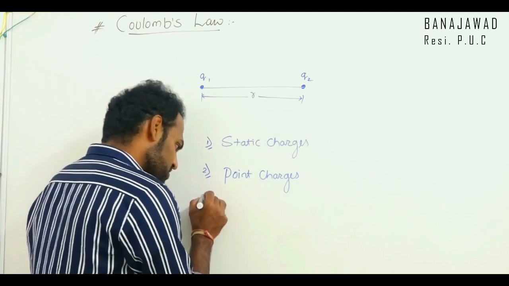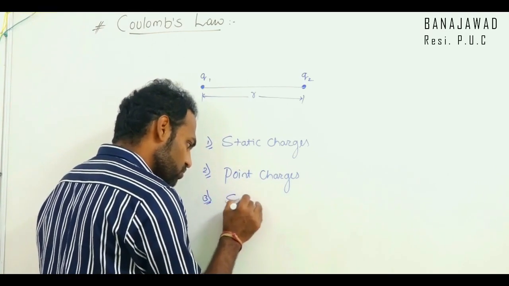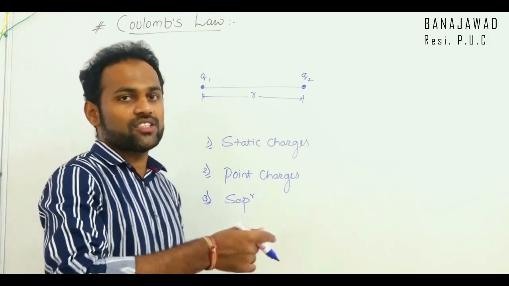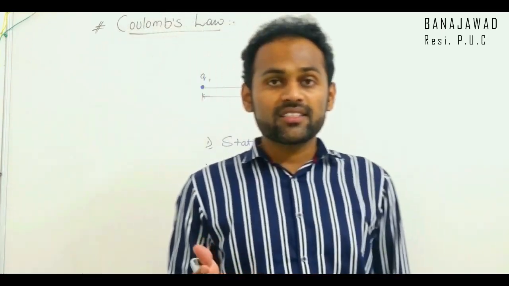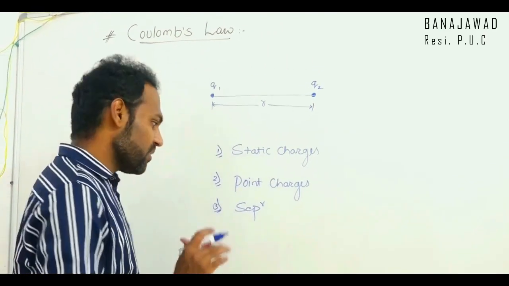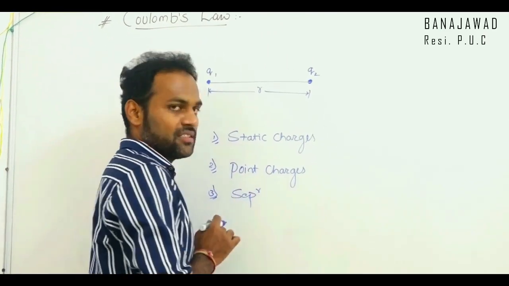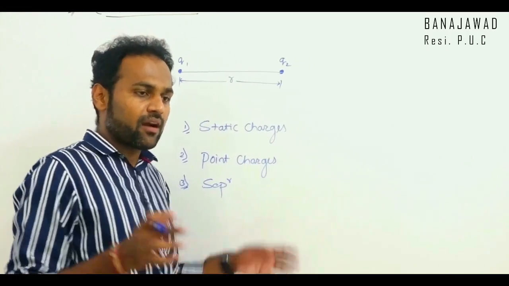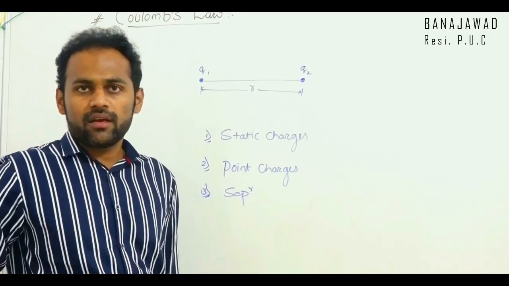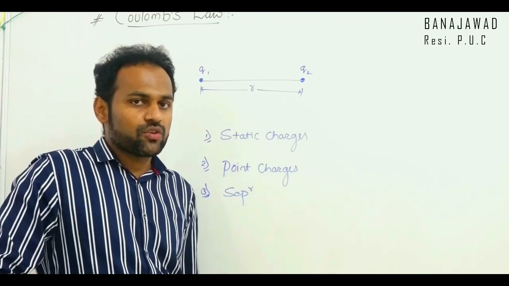The third limitation is the separation between the two charges. The separation must be greater than the nuclear sizes of the two charges. Nuclear size is of the order of 10 raised to minus 15 meter. Then only Coulomb's law can be applied. If they are very close, or the separation is less than the nuclear size, then we cannot apply Coulomb's law. These are the limitations of Coulomb's law.